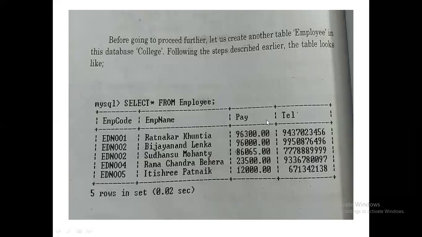Before proceeding further, let us create another table, employee, in the database college. The steps are the same as described earlier for the table. So suppose another table is present in the college database. I want to see all the records from the employee. So select star from employee. Here, after executing the query, all the records, all the data, all the rows present in the employee table will be displayed. So in the employee table, there are four columns: employee code, employee name, pay, and telephone number.